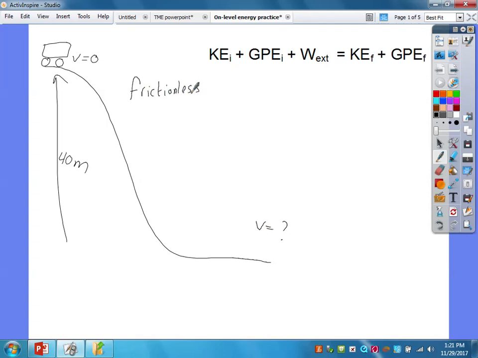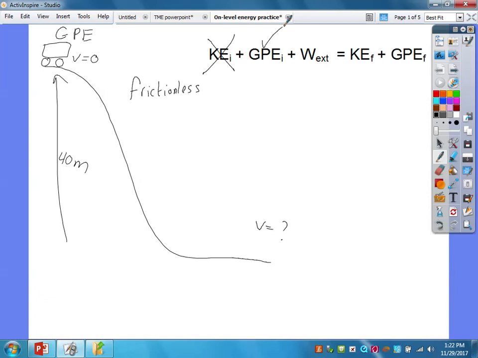Okay, so how do I approach this? Let's go through my 3 steps. Step 1: what type or types of energy do I have at the top? Do I have kinetic energy? No, so that KEi is gone. Do I have gravitational potential energy? Yes, I do. This object is off the ground, 40 meters. So I have gravitational potential energy initial.